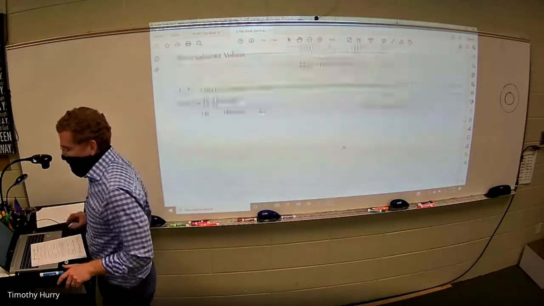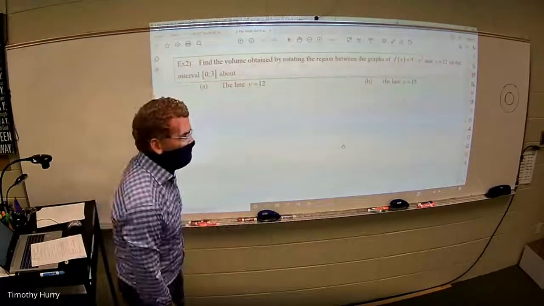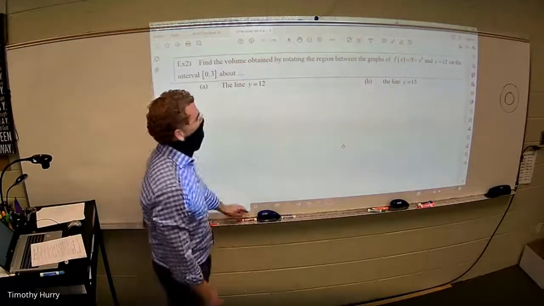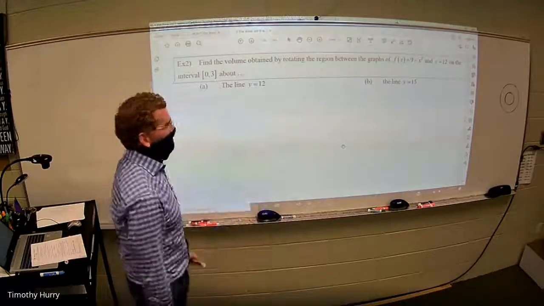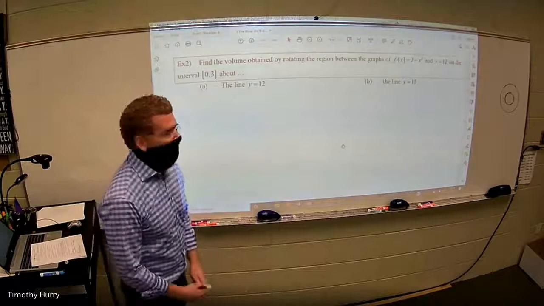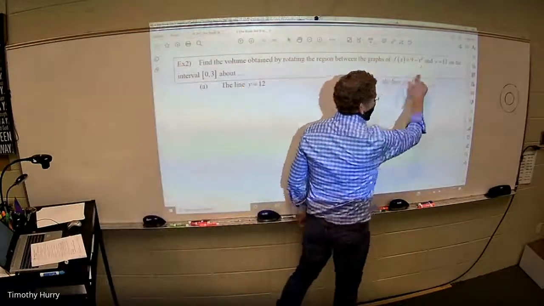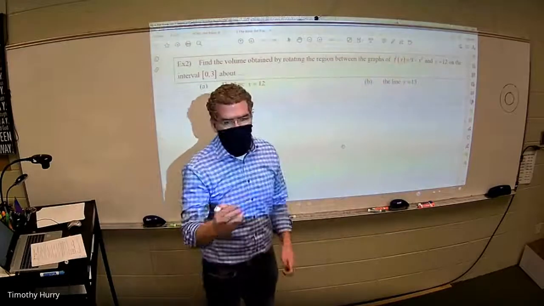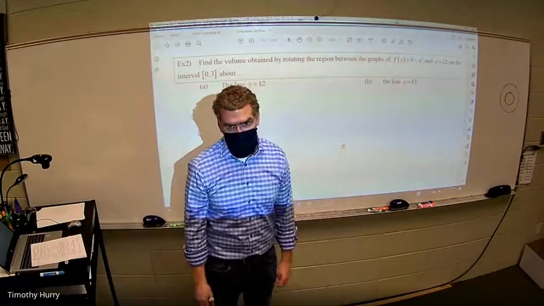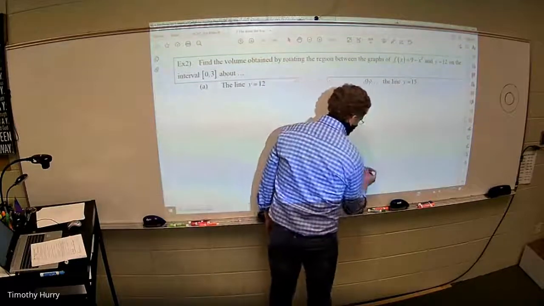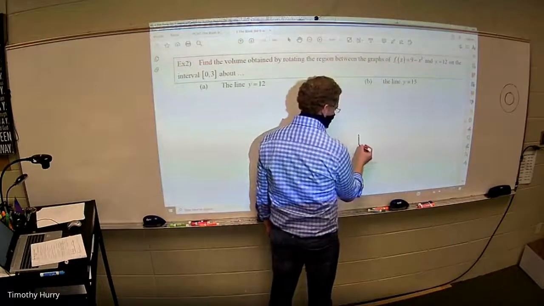Okay, let's look at example 2. I've got 18 minutes. So how about part B, example 2, part B. I'm going to draw a picture of this, hope it makes sense. Here's the graph of f of x equals 9 minus x squared. I would hope that you could sketch that. Do you know how to sketch that? What kind of graph is 9 minus x squared? It's a parabola.